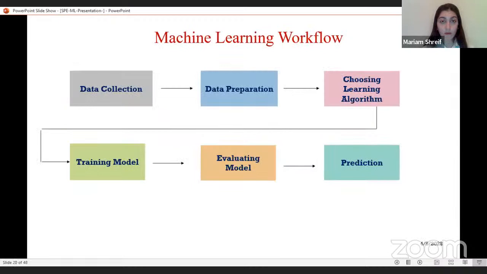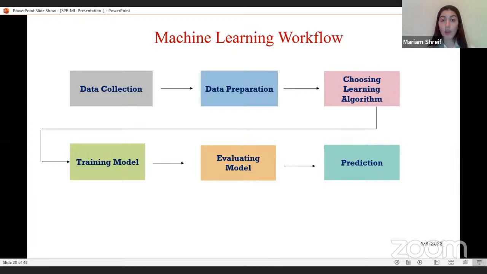So the main workflow of machine learning models. First, we need to collect the data from different sources. The quality and the quantity of the data we collect is very important because it directly impacts the accuracy of the final model that we get.